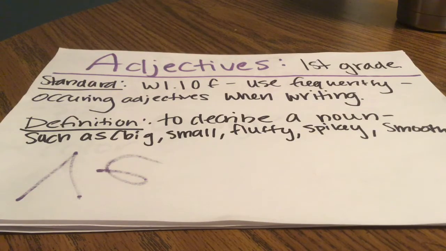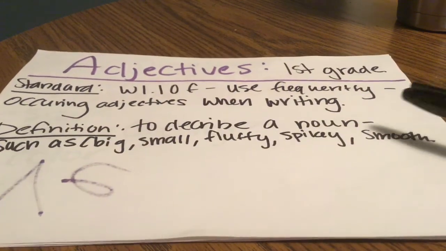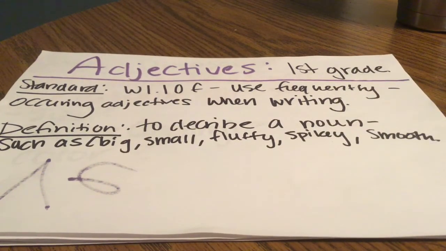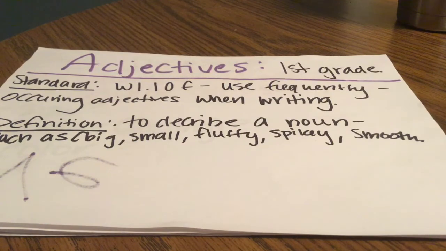First, I will ask them what the definition of an adjective is, and they may not know it, and that's okay. I'll provide it for them. The definition I would provide is to describe a noun. A noun is a person, place, or thing, and I would make sure that they knew what a noun was. Examples of adjectives are big, small, fluffy, spiky, and smooth, and those are examples I would give them when describing dinosaurs, which is our topic. They will have to come up with adjectives to describe dinosaurs.